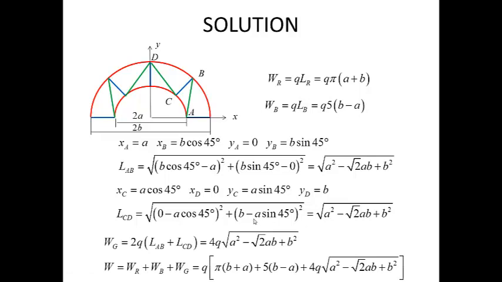This allows me to calculate the weight of the green bars. I want to draw your attention to the fact that I'm using a factor of 2 here. This simply reflects that the length of this bar is equal to the length of CD, and the length of this bar is equal to the length AB. And once I obtain the expression for the green bars, I can calculate the total weight by summing the weight of all the bars, and that's the equation.